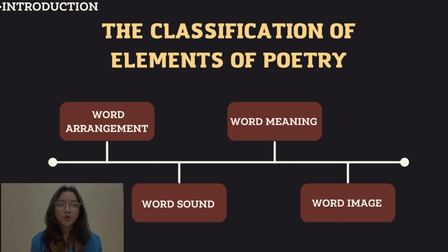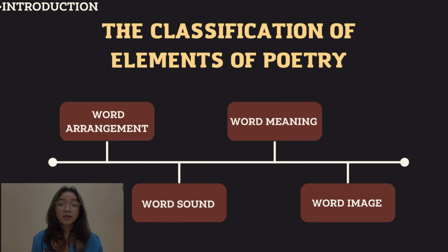But do you know that there are a lot of elements of poetry? Luckily, they have been classified into four classifications. As you can see on the slide, they are word arrangement, word meaning, word sound, and word image. Word arrangement itself consists of verse and stanza, meanwhile word meaning consists of denotation, connotation, figurative language, and symbol. Word sound consists of alliteration, repetition, rhyme, and rhythm. And the last is word image. It consists of imagery and tone or mood.